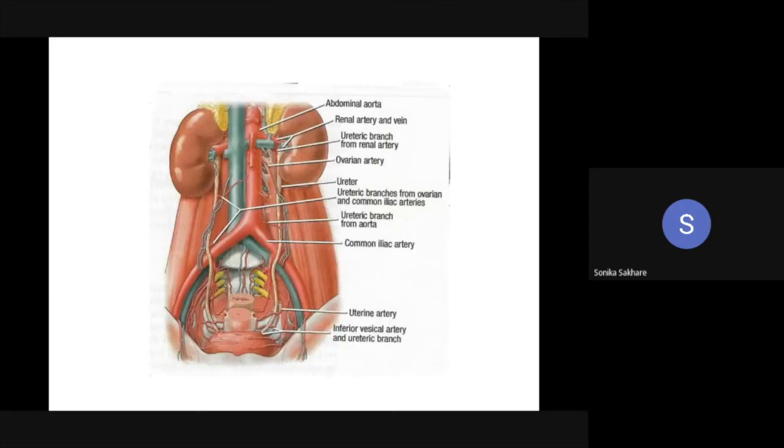Next, this is a picture for the relations of the ureter. As you can see, it is coming down. It is lying on the psoas major, the big muscle bulge on the posterior side. Then you can see the aorta bifurcating into your common iliacs, correct? And then your ureter is passing anterior to that, then coming down to enter the bladder.